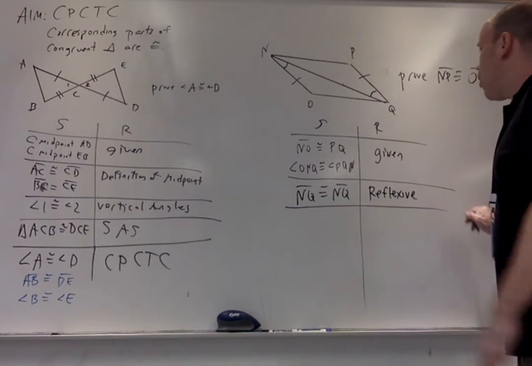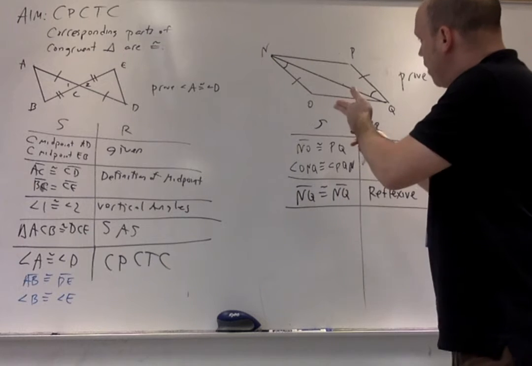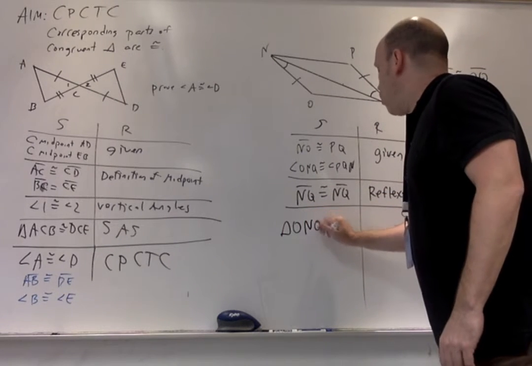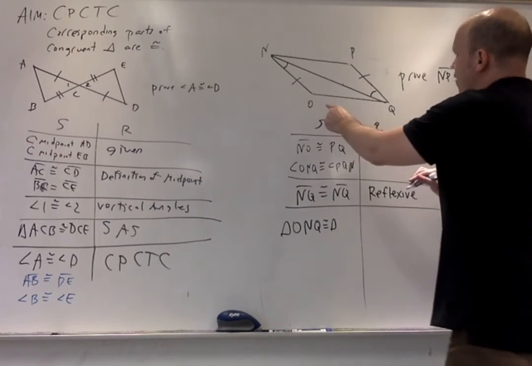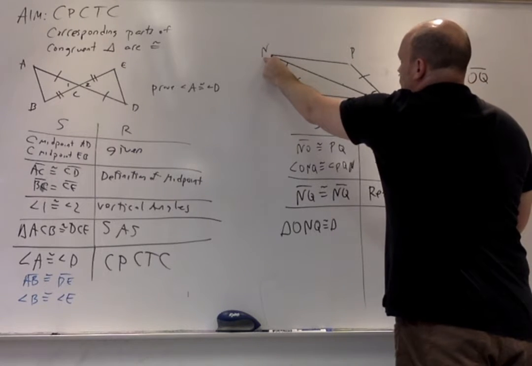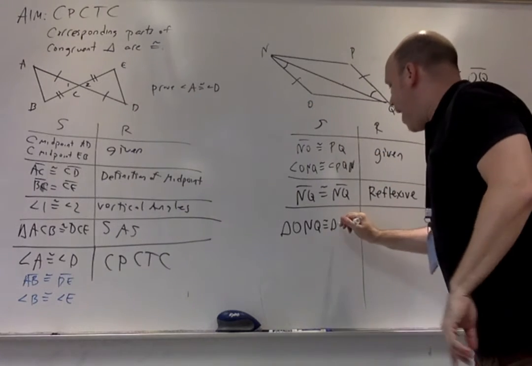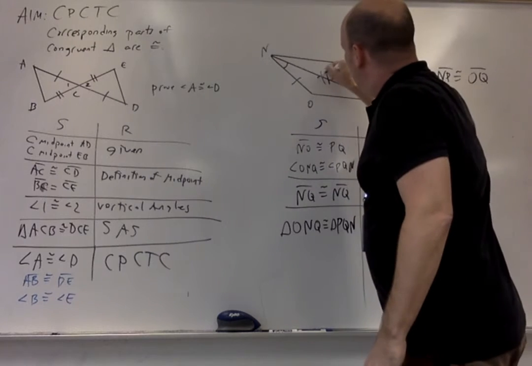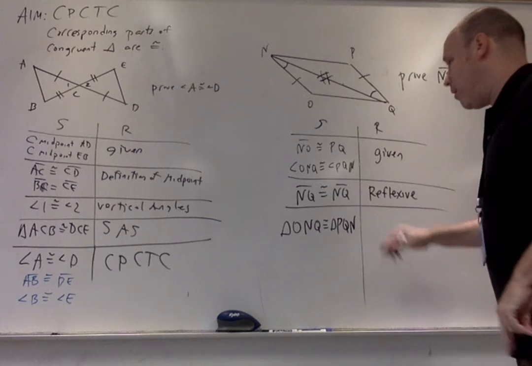Well, now I have congruent triangles. Let's see, what do we have? We have triangle ONQ is congruent to triangle PQN. Why are these triangles congruent? Side, angle, side.